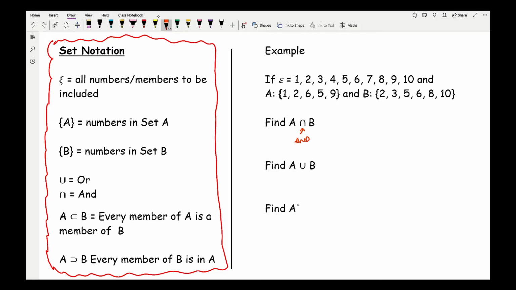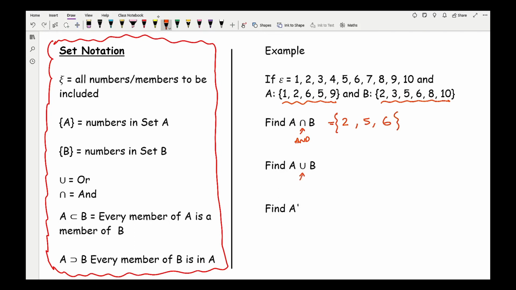So I want to write down the numbers that appear in both set A, which is this set of numbers here, and in set B. So the numbers that appear in both are going to be 2, 5, and 6. Now do you have to write the numbers in that numerical order? No, but again it's very good practice, and if you wanted to you could write them in curly brackets.